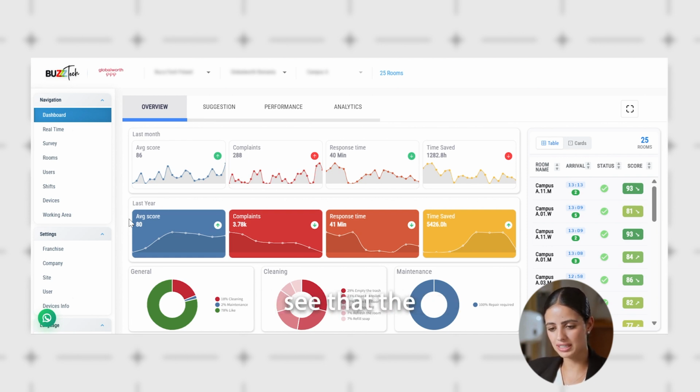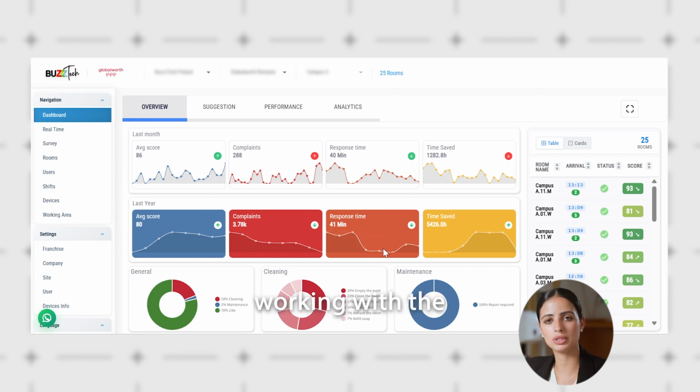You can actually see that the average score is on a very positive upward trend, and the trend for complaints is also showing a very positive decline. The number of complaints is decreasing over time. We currently stand at 128 complaints. Response time is also showing a very good downward trend.